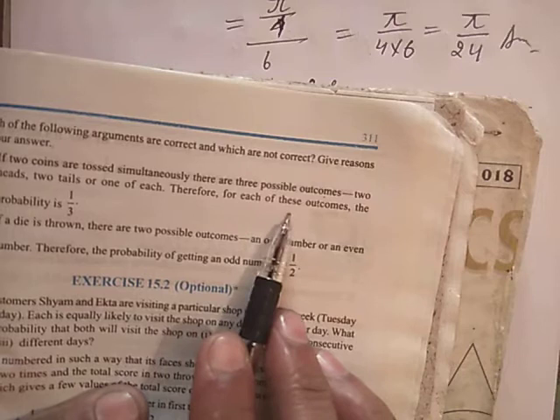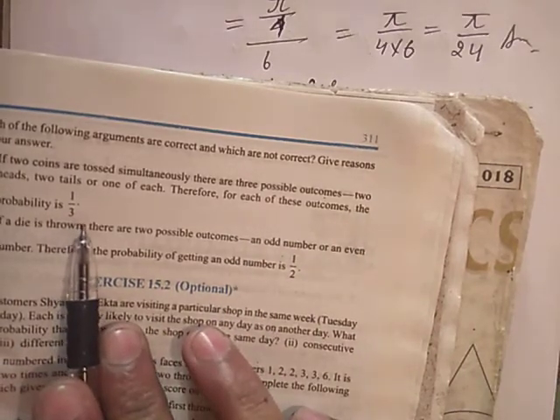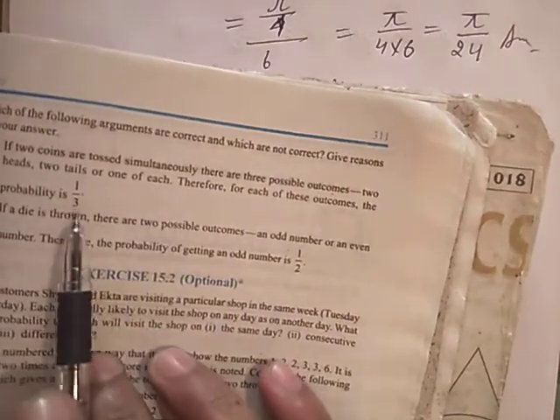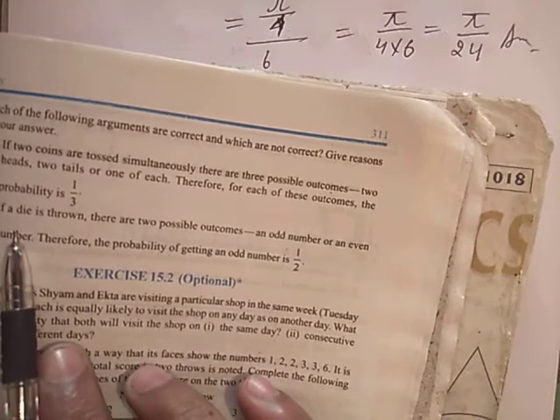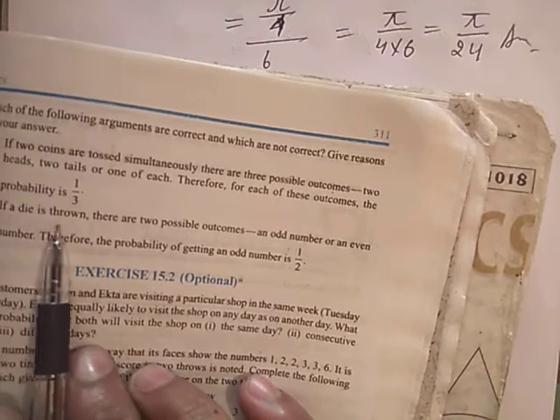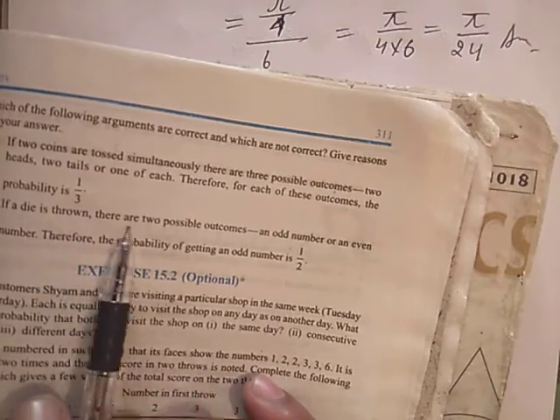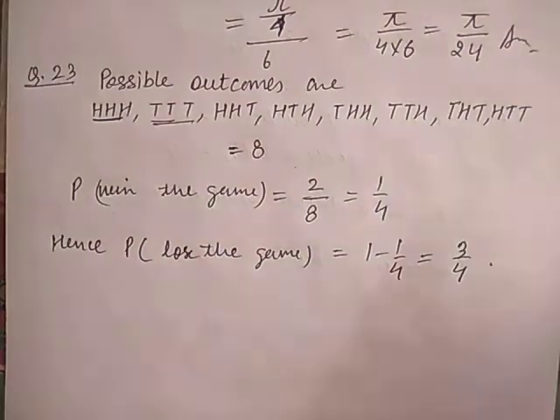Therefore, for each of these outcomes, the probability is 1 by 3. We have to tell whether the argument is correct or incorrect. And the second one is given: if a die is thrown, there are two possible outcomes, an odd number or an even number, therefore the probability of getting an odd number is 1/2. So we have to tell whether the argument is correct or incorrect.